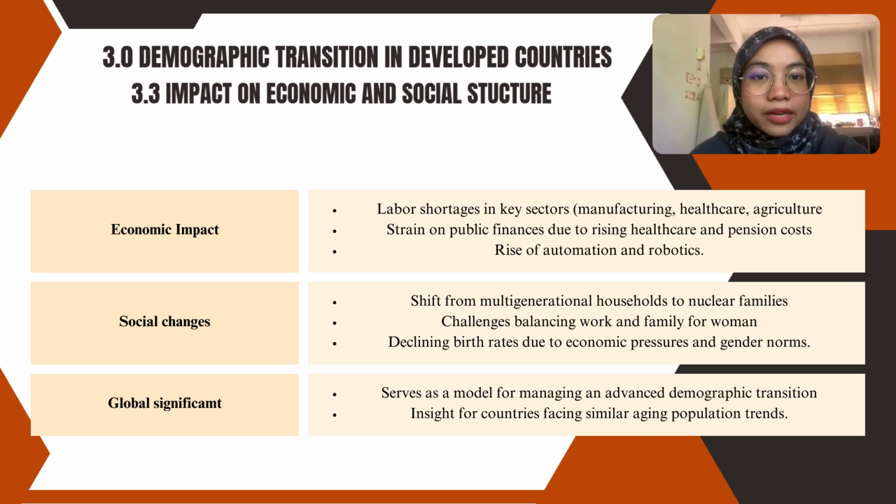For the global significance, Japan's demographic transition has accelerated technological innovation, particularly in robotics and automation. Robotic caregivers are now assisting the elderly, addressing some of the challenges posed by a shrinking labor force. These advancements not only benefit the Japanese, but also serve as a model for other countries facing similar demographic challenges. In summary, Japan's demographic transition has reshaped its economic and social structure while it faced significant challenges. Japan's leadership in technology and robotics offers hope for a sustainable solution.